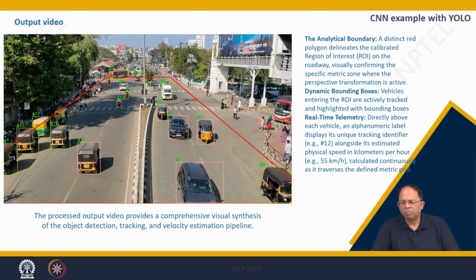The analytical boundary is a distinct red polygon that delineates the calibrated region of interest on the roadway, visually confirming the specific metric zone where the perspective transformation is active. So this bounded area is what we are dealing with. Then for dynamic bounding boxes, vehicles entering this region of interest are actively tracked and highlighted within the bounding box. The real-time telemetry tells us that above each vehicle an alphanumeric label displays its unique tracking identifier alongside its estimated physical speed in kilometers per hour, calculated continuously as it traverses the defined matrix grid.